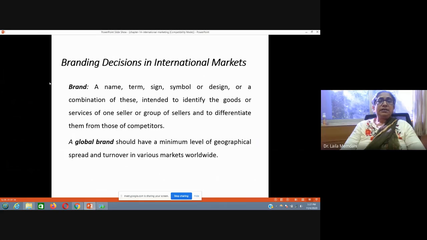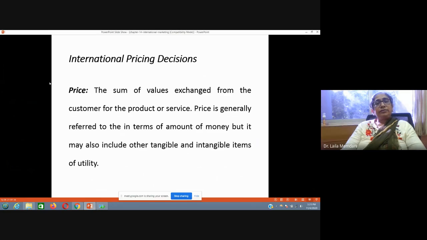Branding decisions. You all have studied what is a brand in your international marketing course. It is either a name, a term, a sign, a symbol, or a design, like McD has got a symbol, and Adidas has got a name. It distinguishes the brand from other sellers or from the competitors. There are global brands which have got presence in various markets worldwide or across the globe.